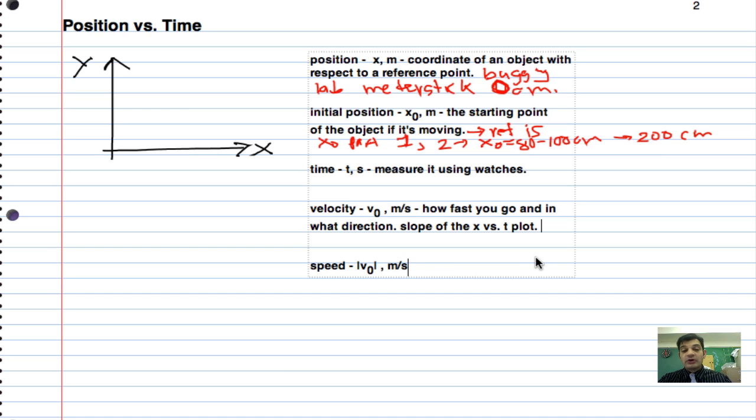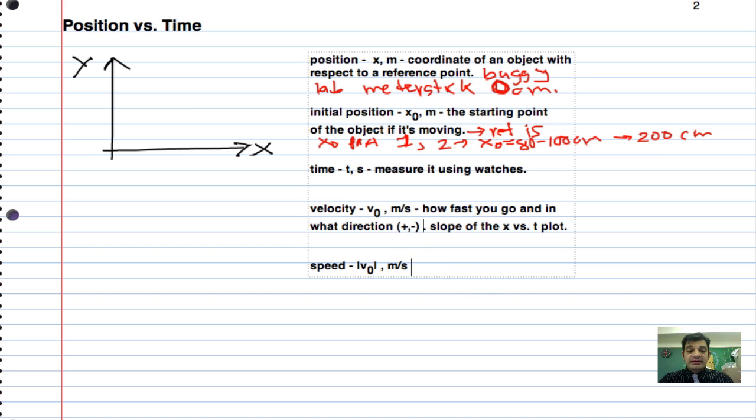Now notice slope can be positive or negative. So the direction part means the positive and negative sign. If you've got a positive slope, you're going forwards, and negative slope, you're going backwards, and you should see that from the buggy lab graphs. We'll review the results of those in a second.